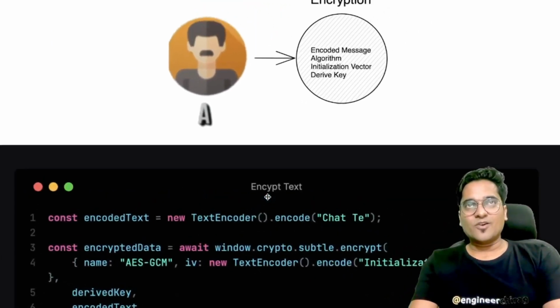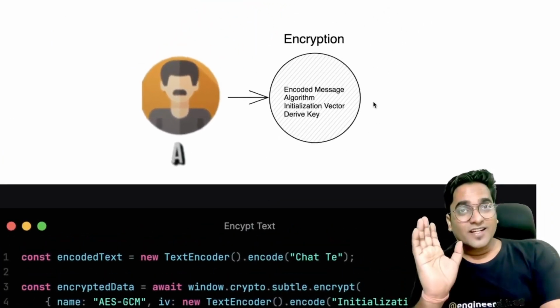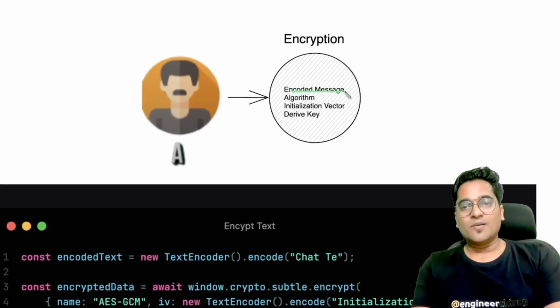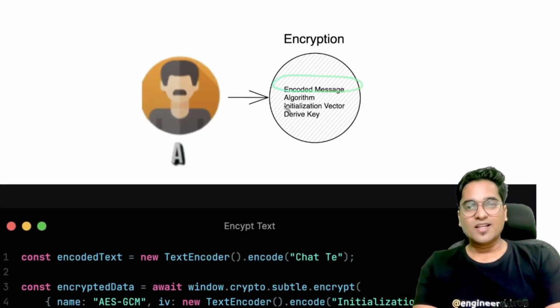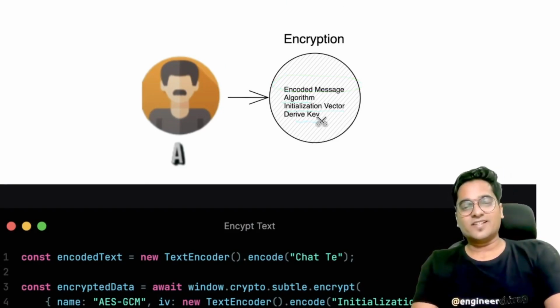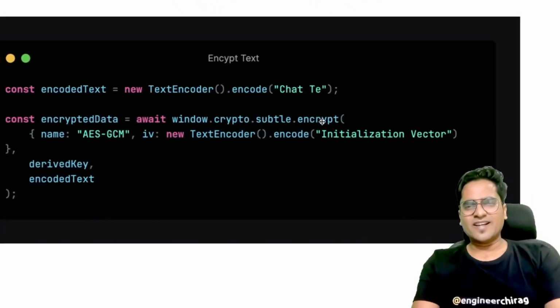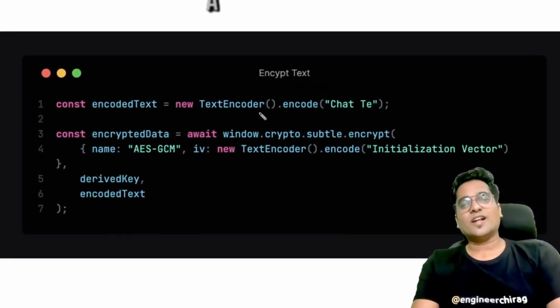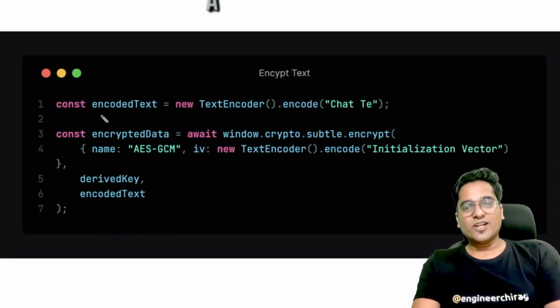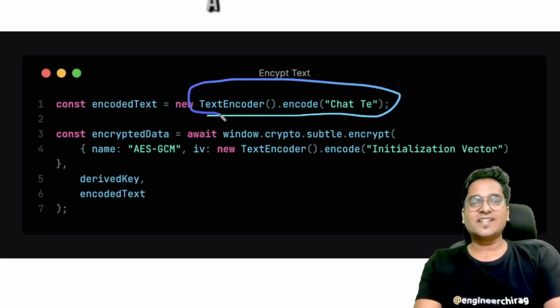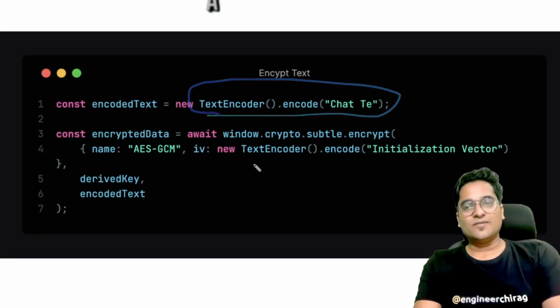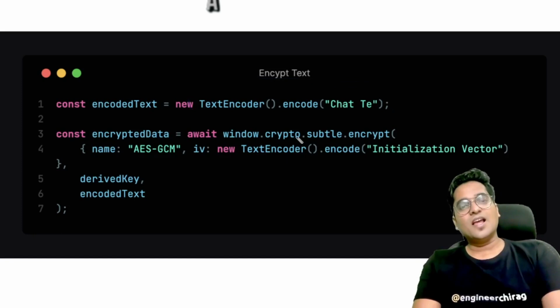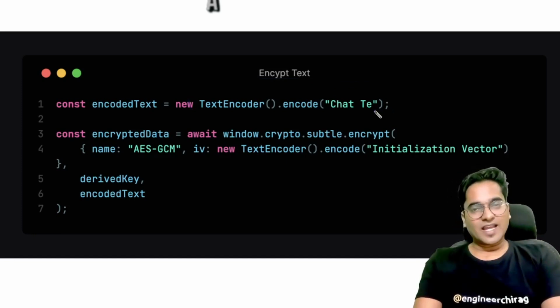Now, we talked about encryption, right? For encryption, what all we needed, if you remember: we need the encoded message, like what message needs to be encoded, the algorithm, the initialization vector, and a derived key, which we just generated. So let's quickly have a look at that. It's a very easy way to encrypt or encode any data. We are using an encode method, if we see the text encoder, because as we said, we want this data to be available in binary format. We can convert it into that.